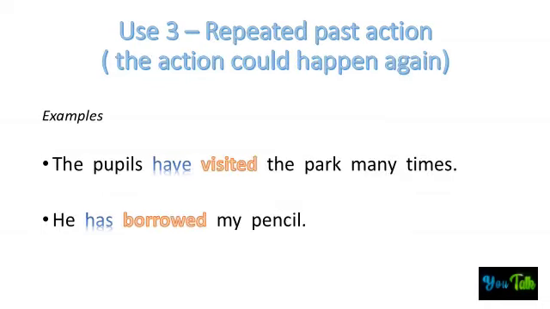For the third use, it is for repeated past action, when the action could happen again. Examples: The pupils have visited the park many times. He has borrowed my pencil.